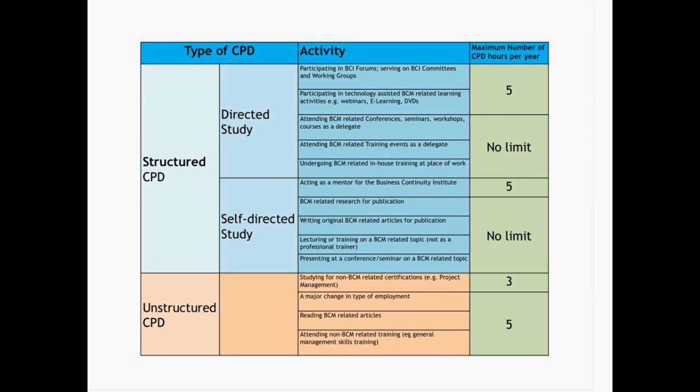To ensure a well-rounded programme, CPD hours must be spread across all of the 6 BCM professional practice skill areas as outlined in the Good Practice Guidelines. Within the CPD programme, activities are divided into either structured CPD or unstructured CPD. Structured CPD is split into 2 categories of directed study and self-directed study. In this section, you can claim hours for writing BCM articles, being a mentor for a fellow BCI member, attending BCM training courses either inside or outside your workplace, along with many other options.